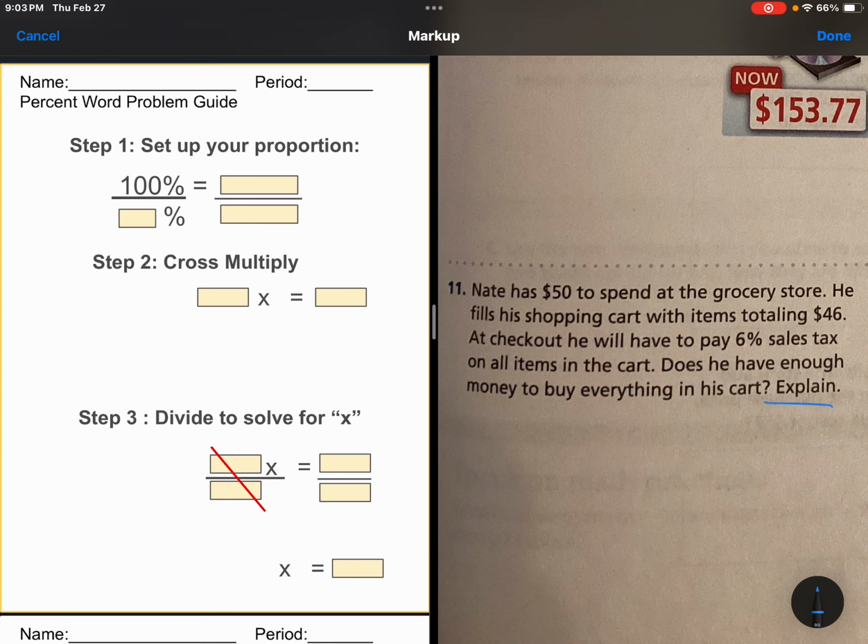Explain. Okay, so the budget is $50 and he only gets $46 worth of items. However, there's a sales tax of 6%. Adding that 6%, will he have enough money to pay the balance if all he has in his pocket is $50? Okay, so my plan to do this is to figure out what 6% of 46 is, and I'm gonna add it to the total, and then hopefully that total is less than $50.